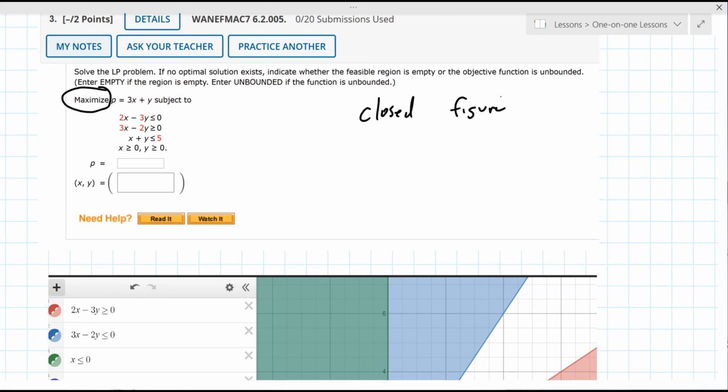Does that mean it's unbounded? Yeah, it's unbounded if the function is unbounded, and empty if the region is empty. So I actually don't know what you're supposed to put into these boxes. I'm trying to figure out what to tell you to put here. It's so confusing. Enter empty if the region is empty, or enter unbounded. So it is unbounded. I think you put that in both. I think unbounded goes in both because that is what's happening here.